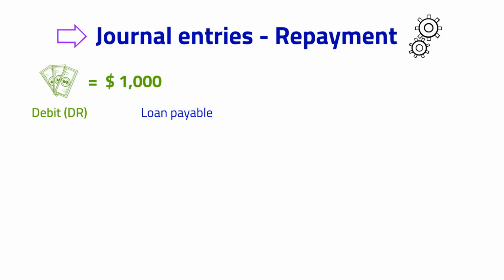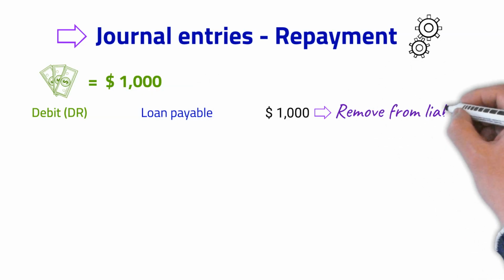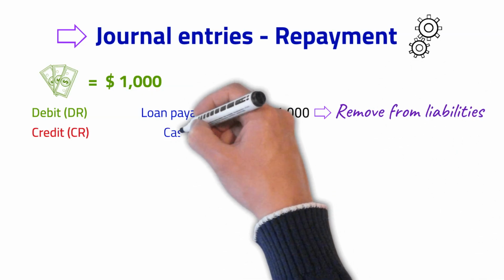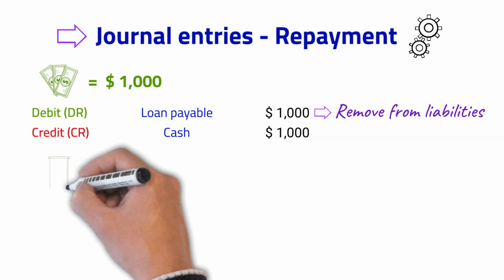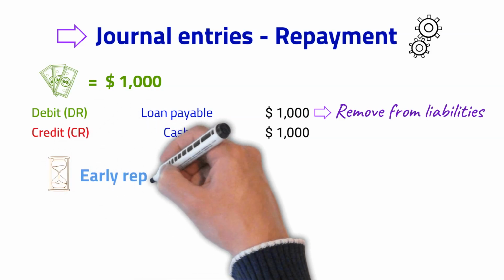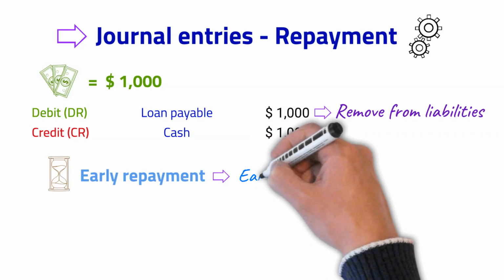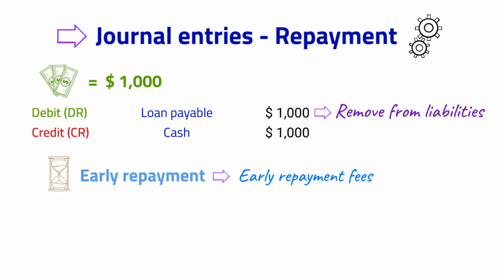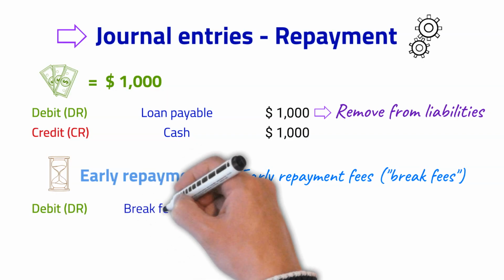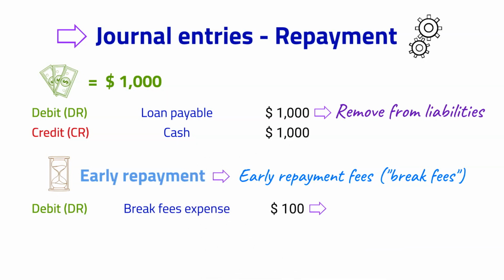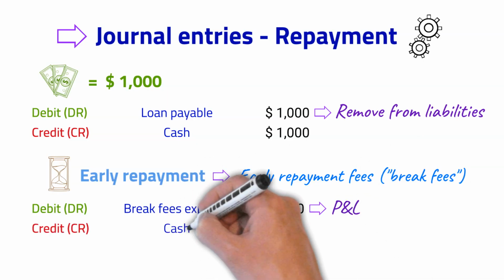Now, when repaying the loan, we record debit loan payable 1,000, we completely remove it from the liabilities. Credit cash 1,000. If we repay the loan early, there can be early repayment fees, also called break fees. They can be calculated differently, but the amount of these fees is then recorded as an expense during repayment of the loan. Debit break fees expense 100 in the P&L, credit cash 100.